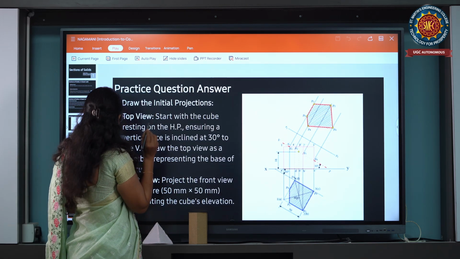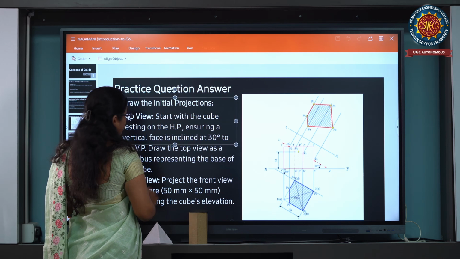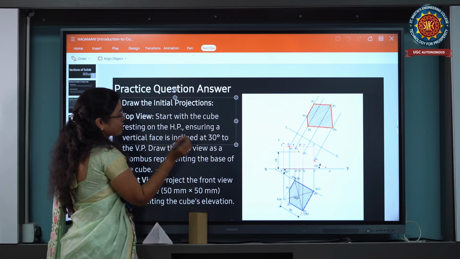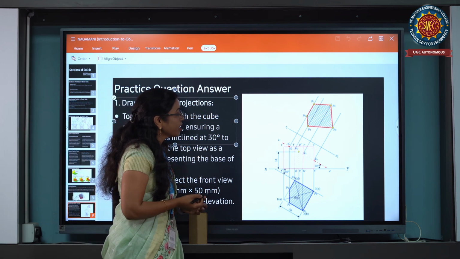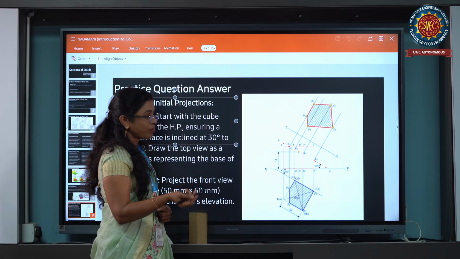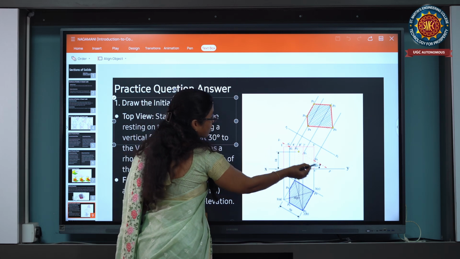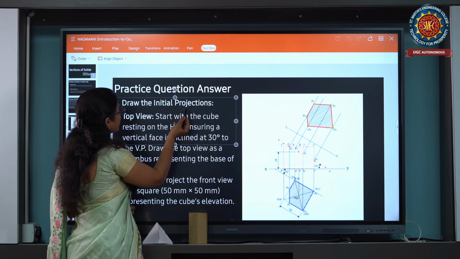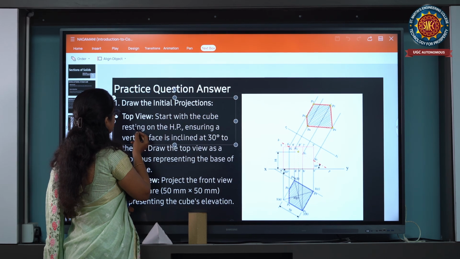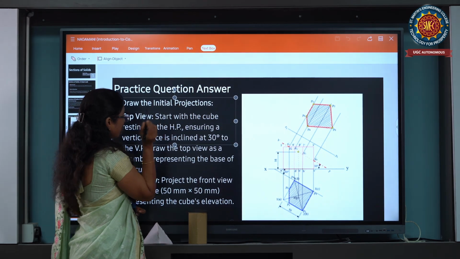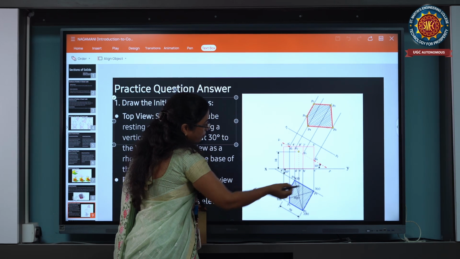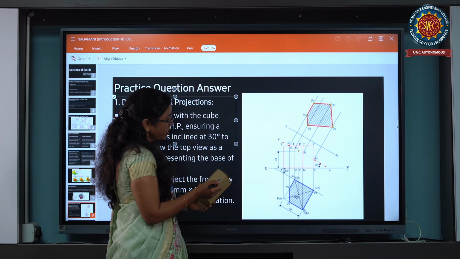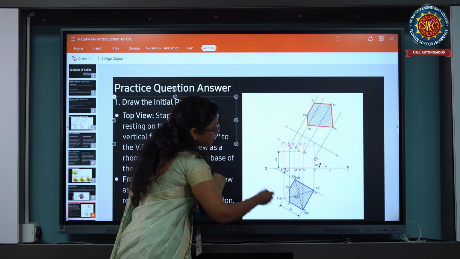This is another problem. Here, for example, we need to explain what an auxiliary inclined plane is. This one is called an auxiliary inclined plane. First we need to read the question and draw the initial projections, the top view. How to do it? First this one is a pentagon, this one is also a prism, a square prism.